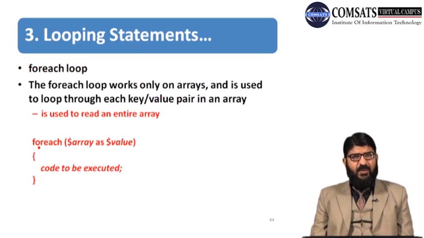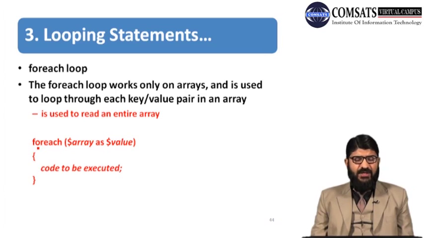The last category of loops is the foreach loop. The foreach loop works only on arrays, and it is basically used to loop through each key and value pair in an array. It is used to read an entire array. For example, in foreach you mention the $array as the first variable and $value as the second variable. So for each value pair in an array it will be executed.